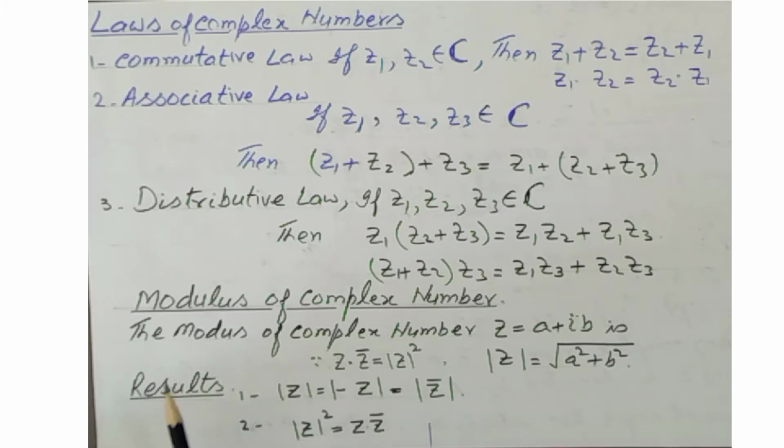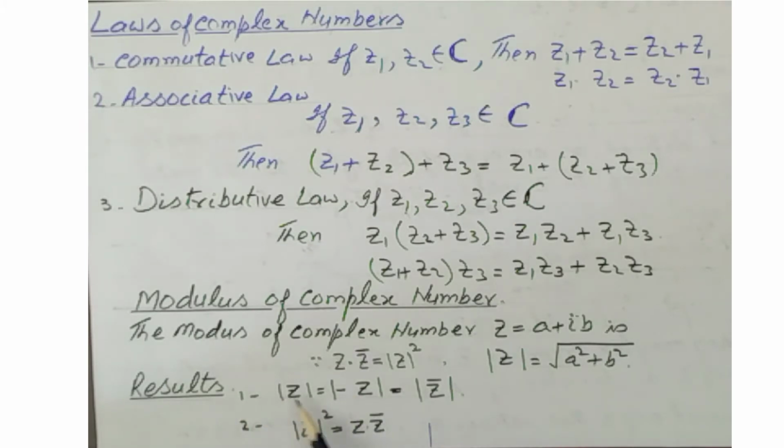Now we find the modulus of complex numbers. The modulus of the complex number z equals a + ib is |z| equals the square root of a^2 + b^2. So by using the formula, z into z conjugate equals |z| square.